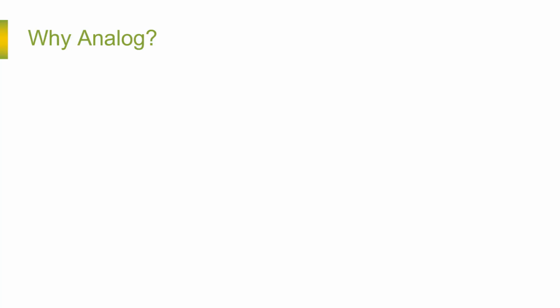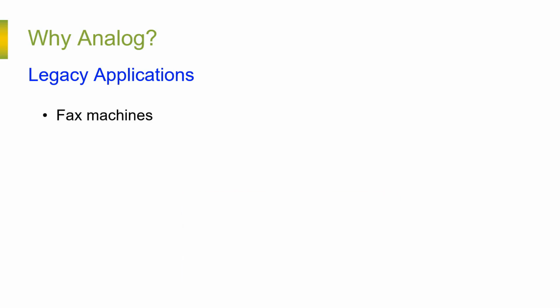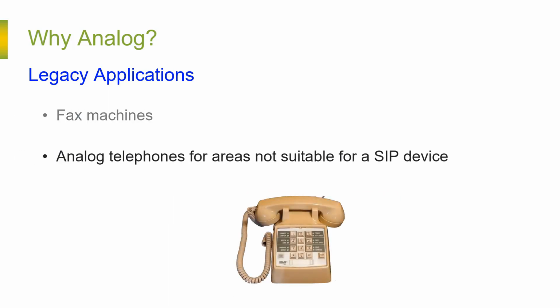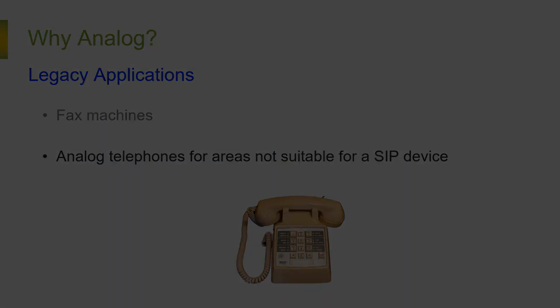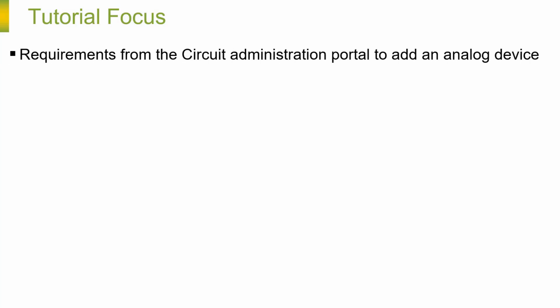The question arises as to why we need to support analog applications in a SIP environment. The answer is legacy applications. The most common legacy applications are fax machines and analog telephones deployed in areas customers deem not suitable for a SIP device. The focus of this tutorial is requirements from the Circuit Administration Portal to add an analog device.